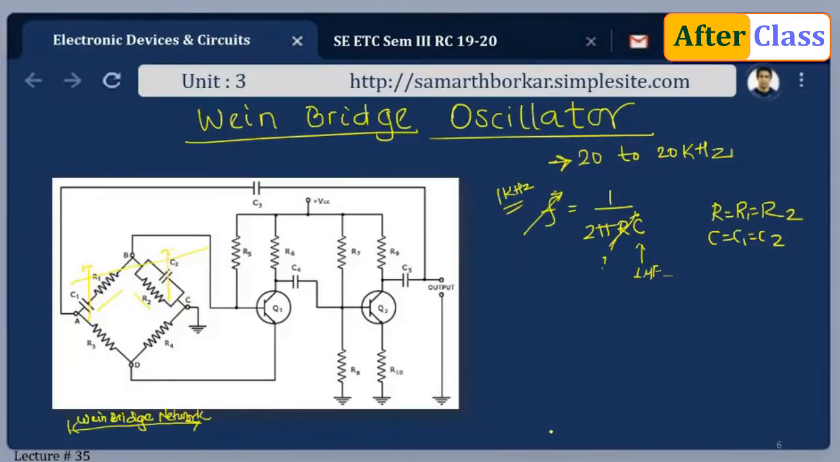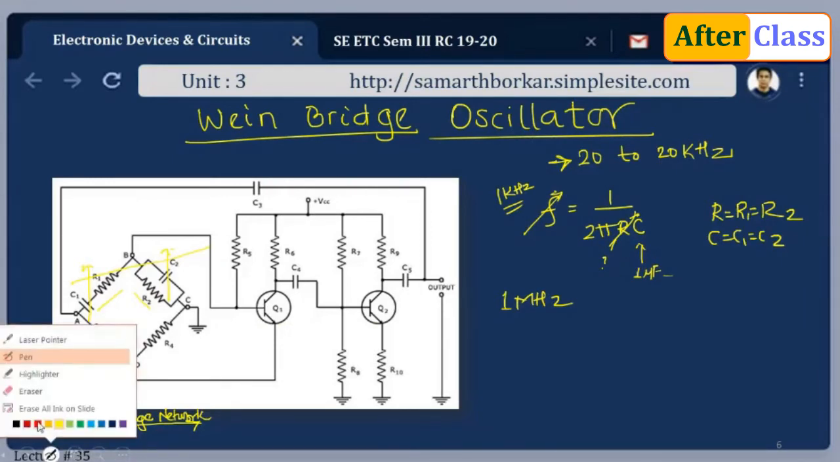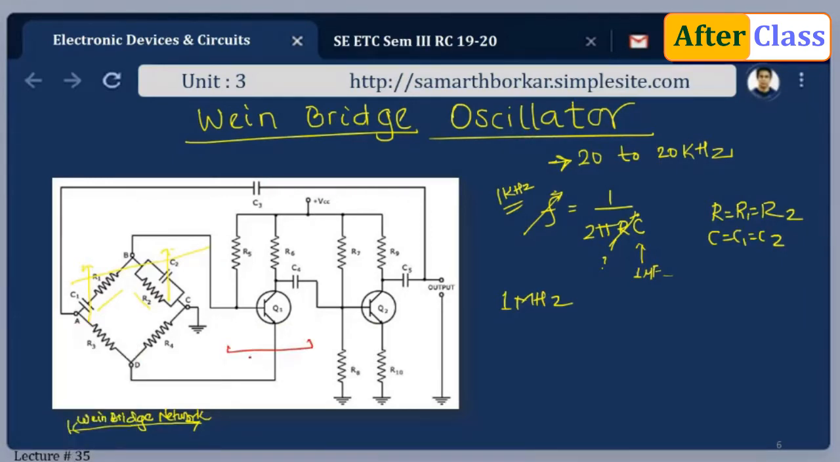So the maximum frequency output of a typical Wien bridge oscillator is 1 megahertz. So we can operate this up to get a frequency of 1 megahertz. Now it also employs 2 transistors. This is the interesting thing here. Each transistor is common emitter, connected to ground. So this transistor, try to understand this, this transistor amplifier is capable of producing a phase shift of 180 degrees.